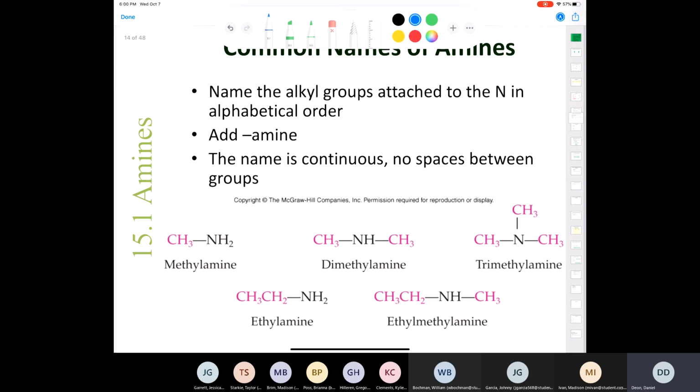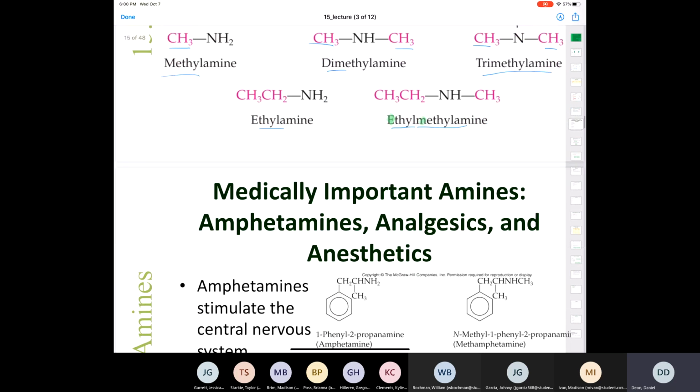If I have a methyl group on my amine, I call it methylamine. If I have 2 methyl groups, I call it dimethylamine. If I have 3 methyl groups, I call it trimethylamine. If I have an ethyl group, I'd call it ethylamine. If I had an ethyl and a methyl, I'd call it ethylmethylamine. Why do I put them in that order? Because I'm doing it in alphabetical order, and E comes before the letter M. Nothing more to it than that. So you can see why common names of small amines are much more intuitive, and they kind of roll off the tongue a little bit faster.